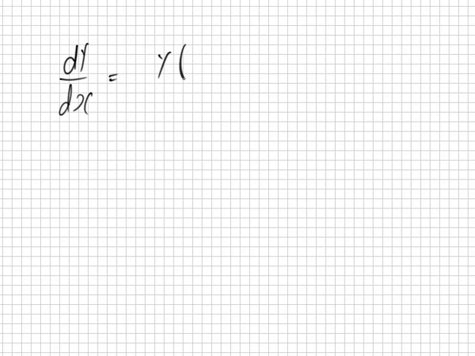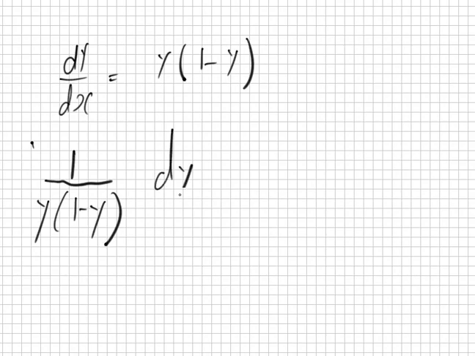y bracket 1 minus y over, just like this. The left side is the y side, right side, the x side. So on the left, we get 1 over y, 1 minus y, dy equals dx. By the way, you can write the dy here or in the numerator. It's not really important, but I wrote it this way to make a point.